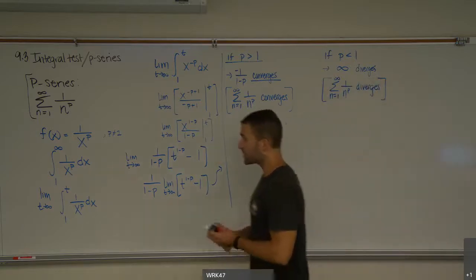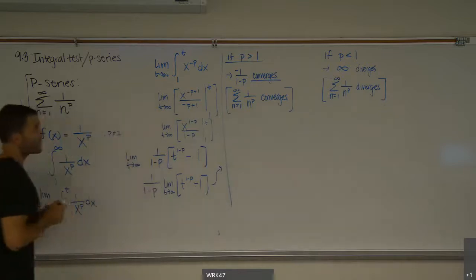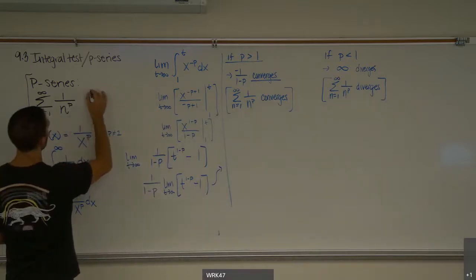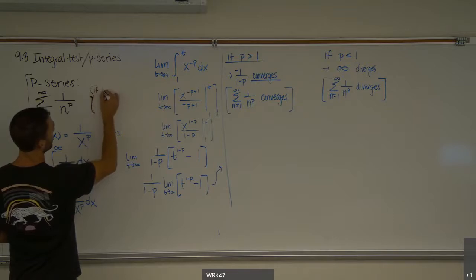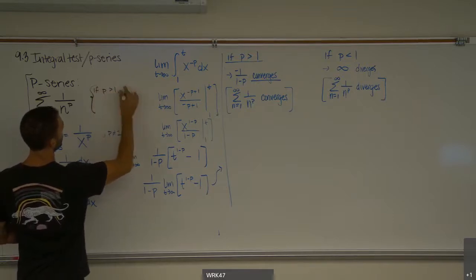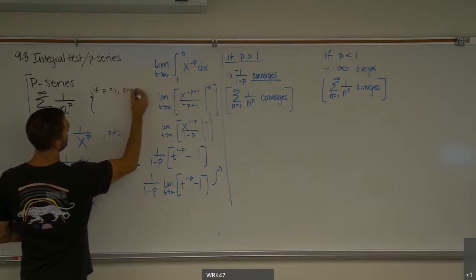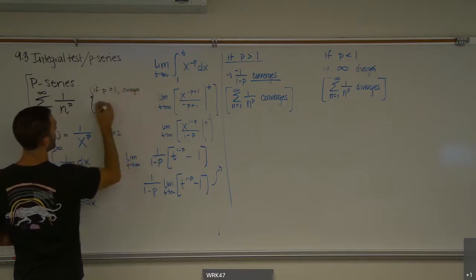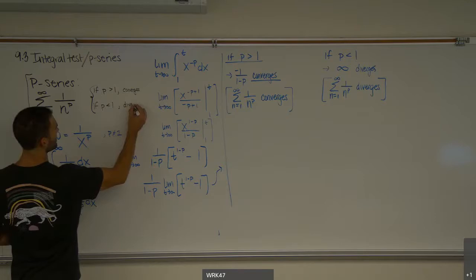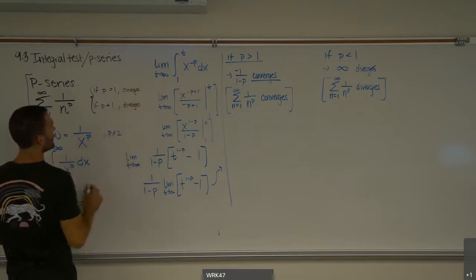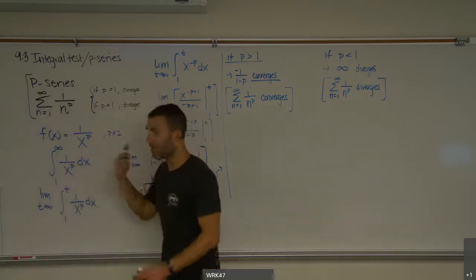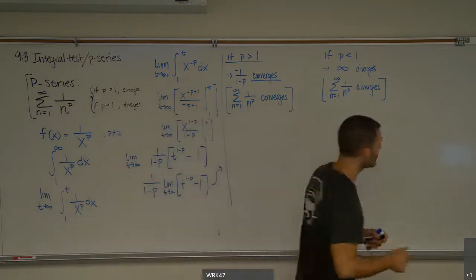And so for p series, we get very explicit results. It just depends on the value of p. It turns out that if p is greater than 1, this series converges. If p is less than 1, this series diverges. Now the only question is what happens if p is equal to 1? We didn't address that. We said, let's do it for all values where p is not 1.